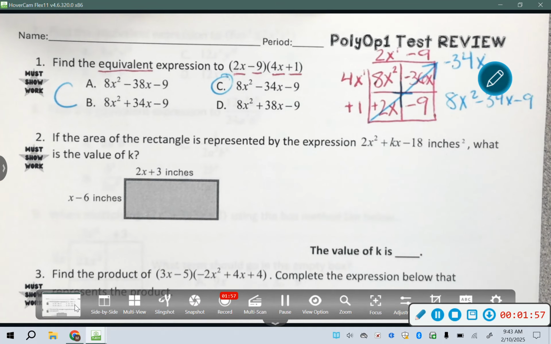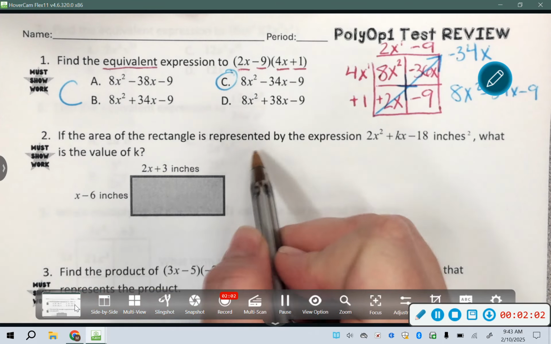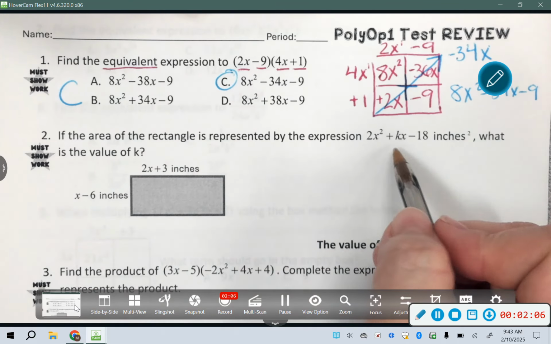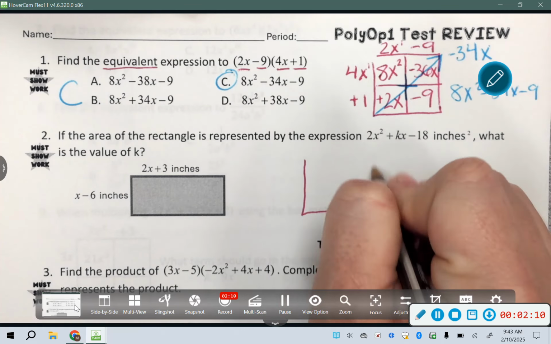Okay, let's look at number 2. So number 2 is pretty much the same thing. It says if the area of the rectangle is represented by this, but we don't know our middle term, what is the value of k? So we have to find our middle term. Well, the only way to do that is to multiply. So I'm going to go ahead and build a box because it's a binomial times a binomial.